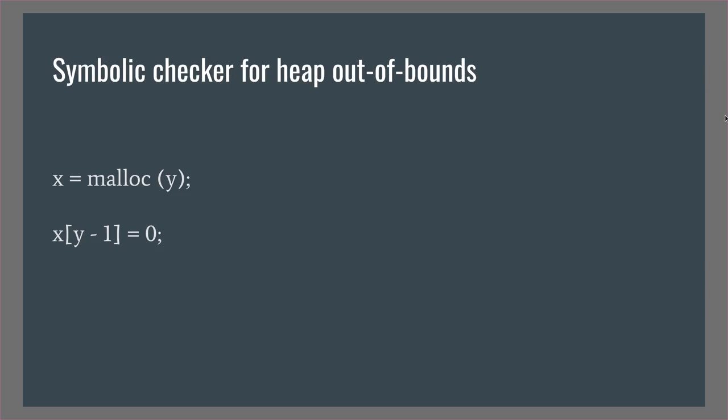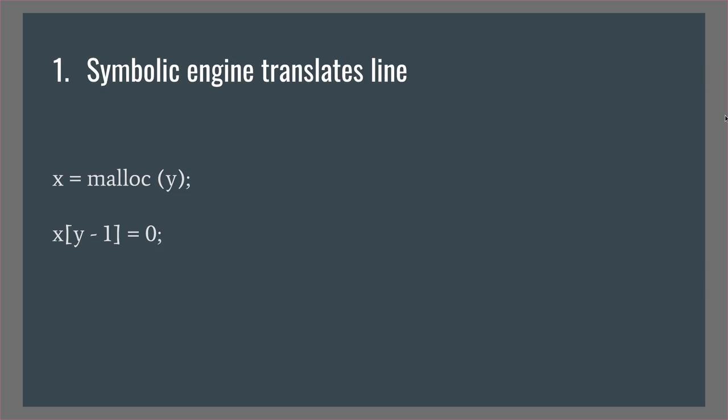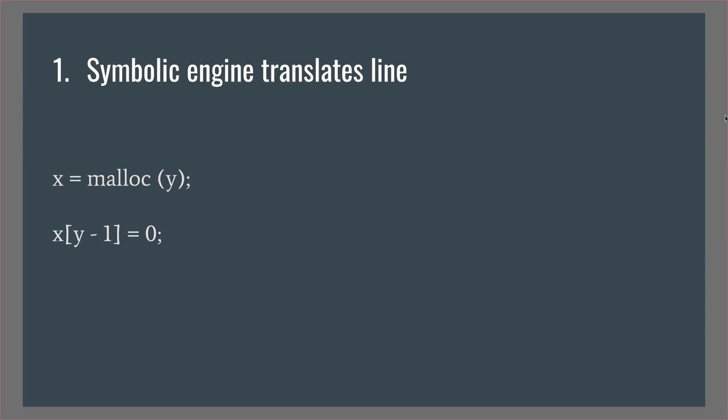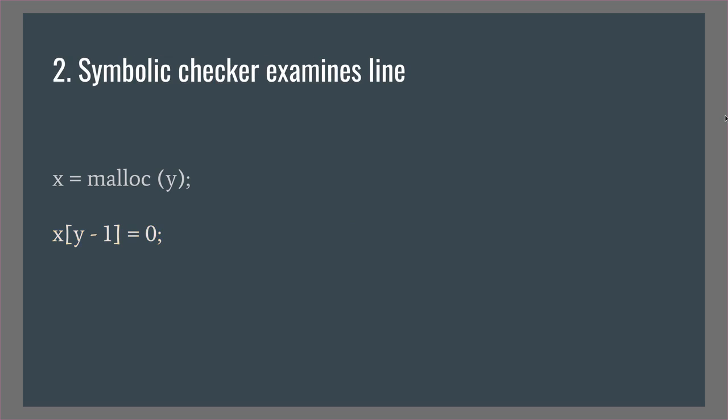So let's do this. First, the symbolic execution engine translates the first line into some constraints. Then the symbolic checker examines the line. There's no possible out-of-bounds index here, so it has nothing to do. Next, the symbolic engine translates the second line. Here we go, it's going to make a temporary and some constraints for a pointer, and then generate some constraints on memory. Then it's the symbolic checker's turn to look at this line.